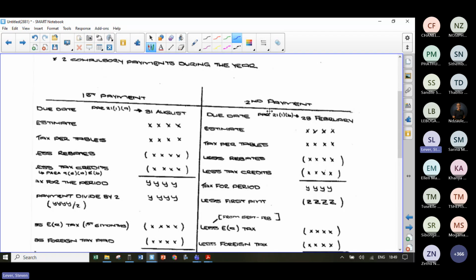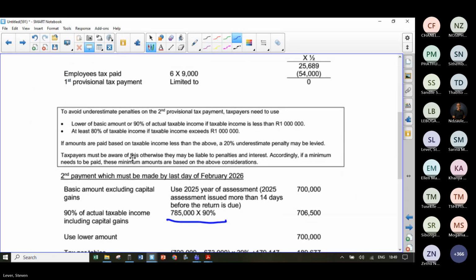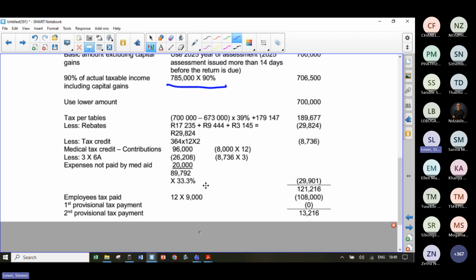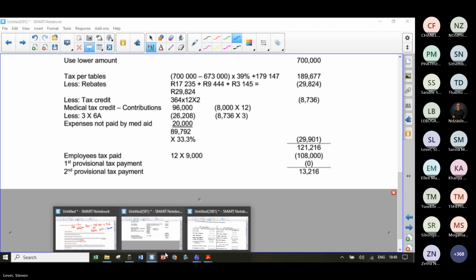For the second payment, it depends on whether you are above $1 million or below $1 million as to whether you use 80% of the basic amount if you're above $1 million, or the lower of basic amount or 90% if you're less than $1 million. And this is a less than $1 million calculation over here. I'm going to do a more than $1 million calculation with you now in task 4. So there's your first and second minimum tax payments.